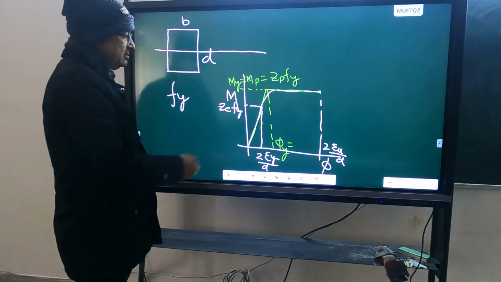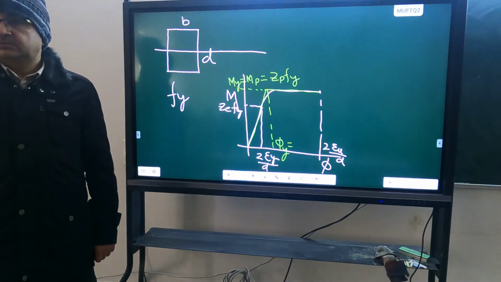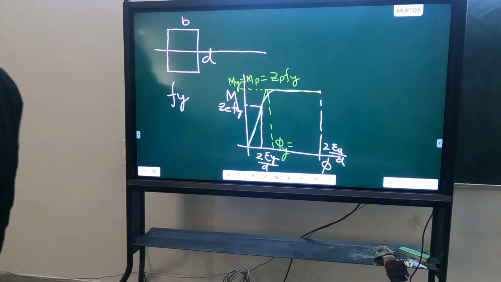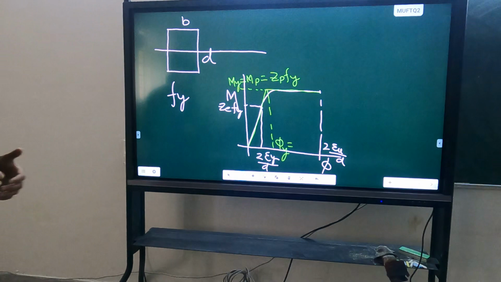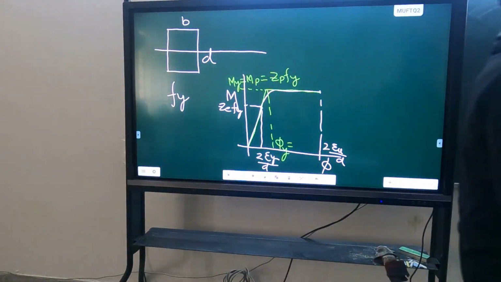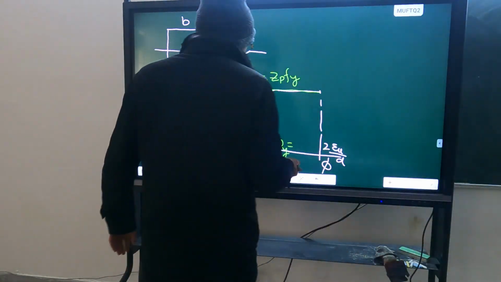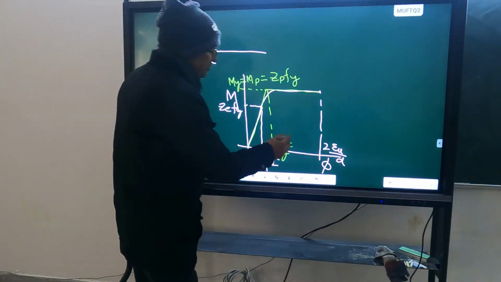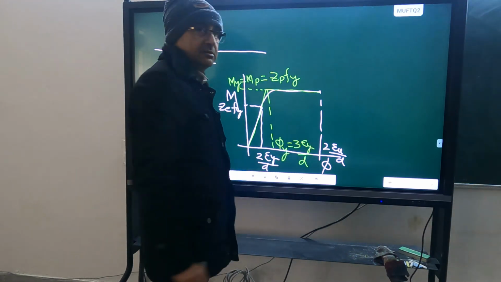So how much will be phi y if I know phi y dash? What is the ratio between Zp and Ze? Six and four, the ratio will be 1.5. So My is 1.5 times My dash. So phi y will also be 1.5 times phi y dash. That is 3 epsilon y by d.